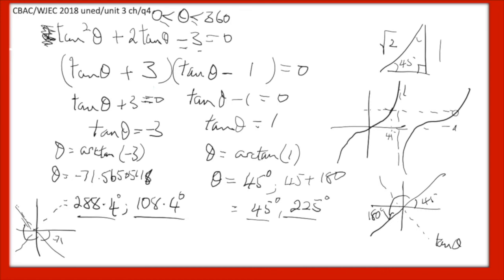I'm quite happy under exam conditions that this notation I used, arctan of -3, is exactly the same as your calculator notation, tan to the minus 1 of -3. And give me the angle whose tangent is -3 is what you're telling the calculator. You're not telling it the reciprocal.